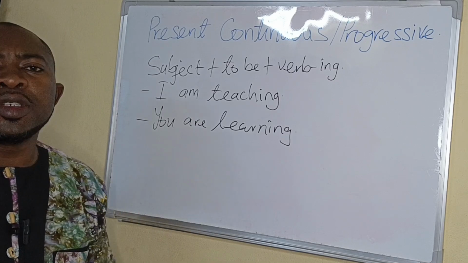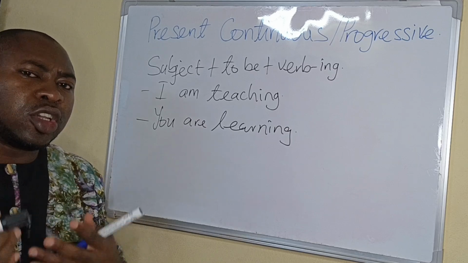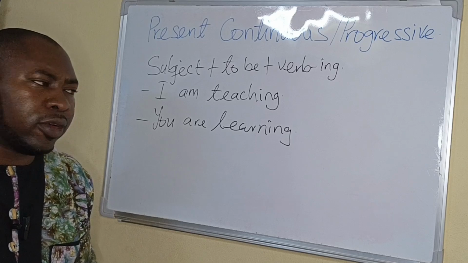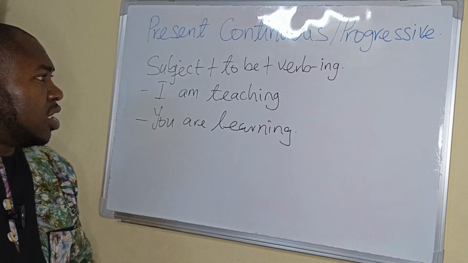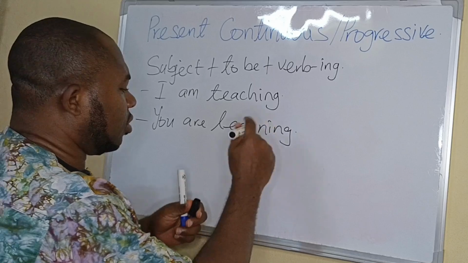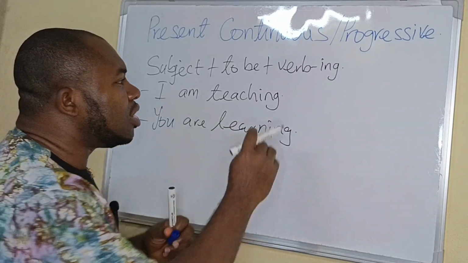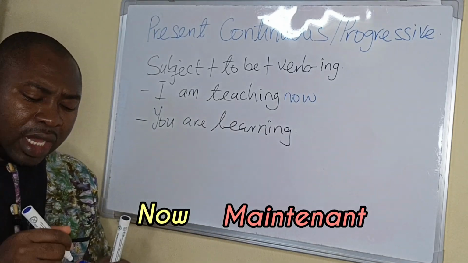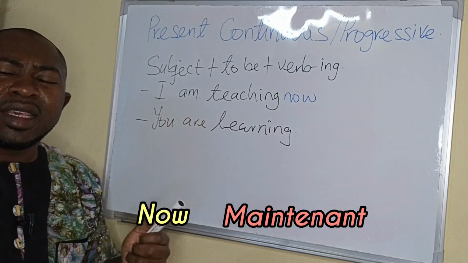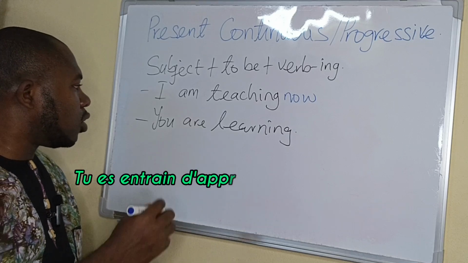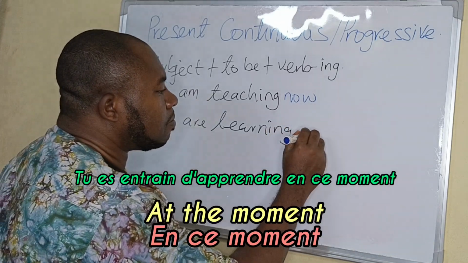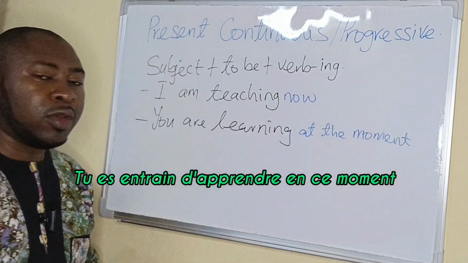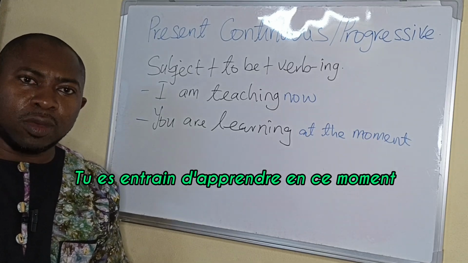Okay? So with the present continuous, we normally have some keywords like now, maintenant, at the moment, au moment. Okay? I can say, I am teaching now. So I can add now. Okay, so these are the keywords. I am teaching now. Je suis en train de enseigner maintenant. Okay? So you are learning at the moment. Tu es en train d'apprendre au moment.